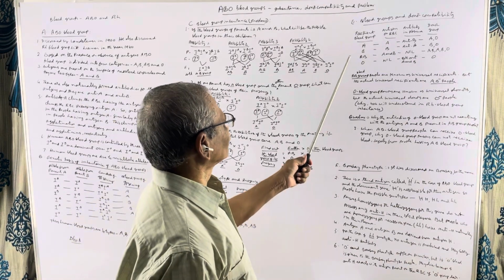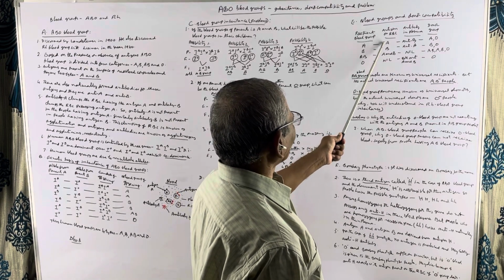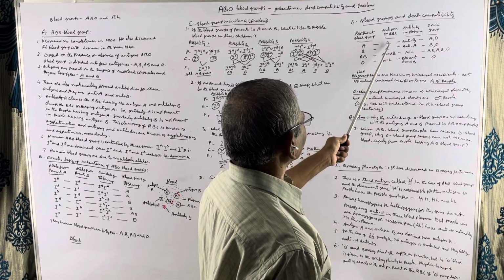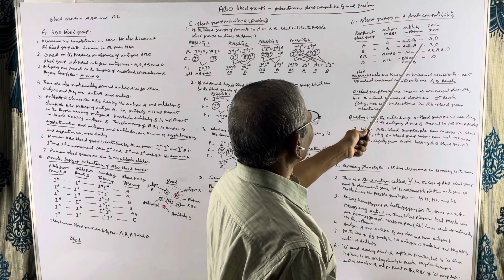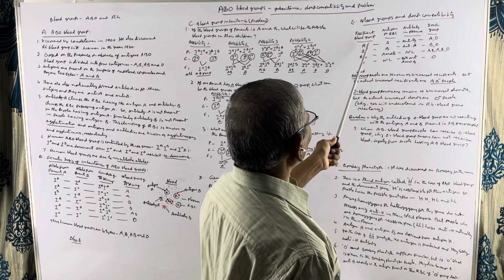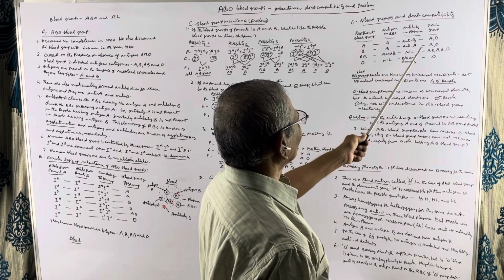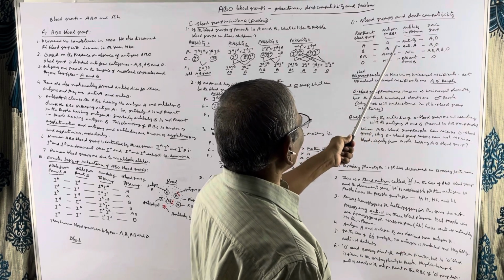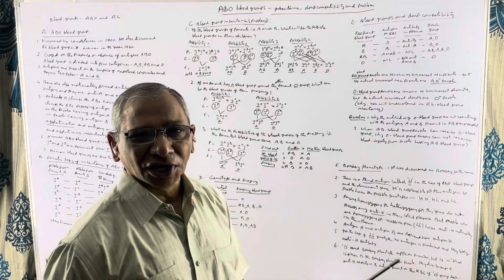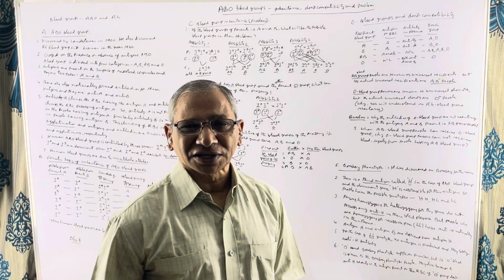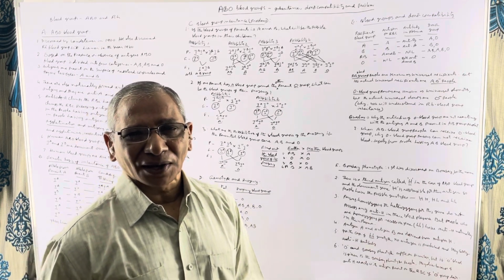Here I have given a table. Recipient blood group is A. Antigen present on the RBC of this patient is A. Antibody present in the plasma of this patient is anti-B. And who can be the donors of this person? This A group persons can give the blood safely. Similarly, O group persons can also donate blood to this person, A group persons. It means A group patient can receive blood either from A group person or from O group person.